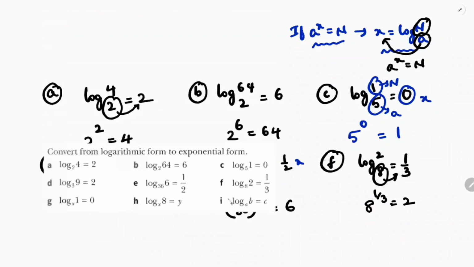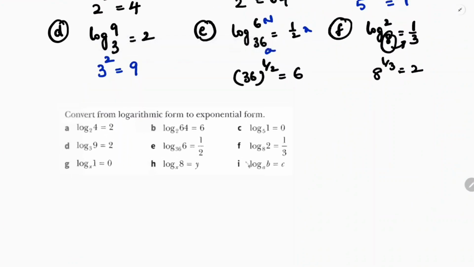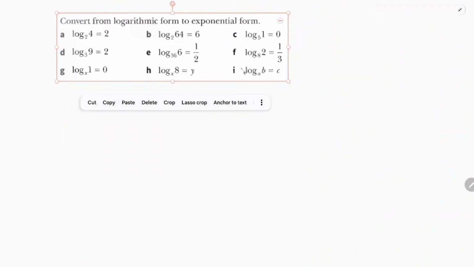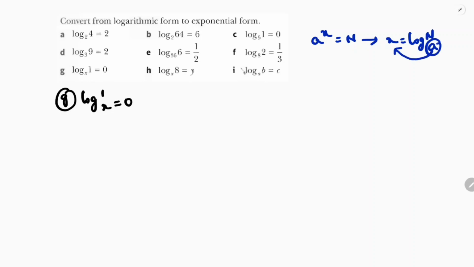Next, the last three questions. If you see this question G, log 1 to the base x equals 0. Once again I'll write the definition. If a power x equals n, then x equals log n to the base a. So base power the answer equals n. So here base is x, power 0 equals n. So x power 0 equals 1.